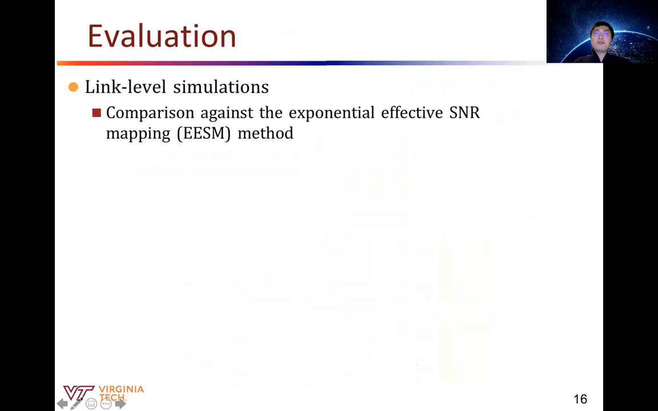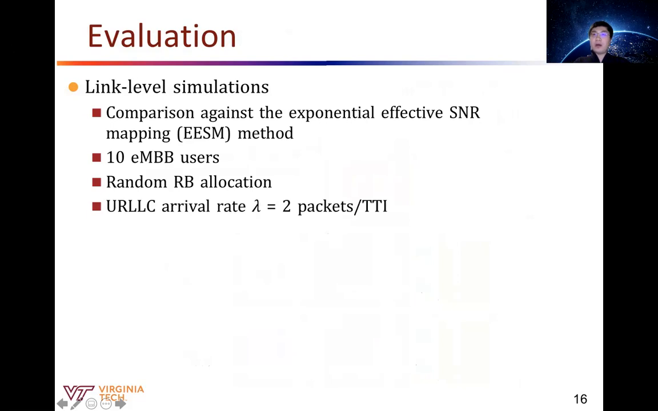We run extensive link-level simulations to evaluate the performance of our solution. For performance benchmarking, we also implemented the exponential effective SNR mapping, the EESM method. EESM is a popular link adaptation algorithm for OFDM systems such as 4G LTE. The test scenario has 10 eMBB users in the cell. To eliminate the impact of using a particular scheduler, we employed random resource allocation for the 10 eMBB users. The URLLC traffic load is 2 packets per TTI.